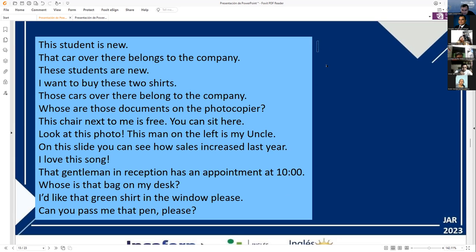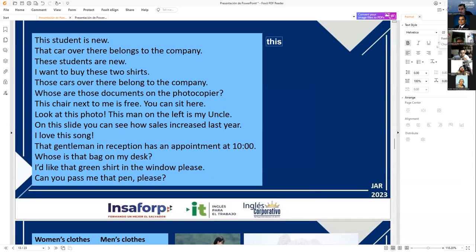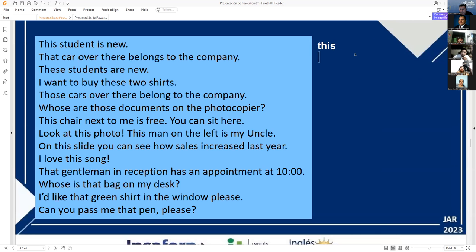Okay, pronunciation. This, short. This. This. Long, these, this, these, this, these. Okay. Increase means that they went up. Increase means that it went up. Okay.